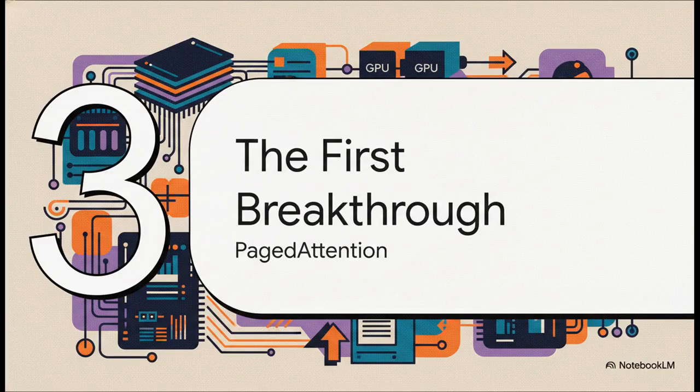So, this memory crisis, it was a massive bottleneck, a real showstopper. You couldn't just keep throwing more expensive GPUs at it. You needed a smarter, more elegant solution. And that's when we got the first big breakthrough, a technique called paged attention.